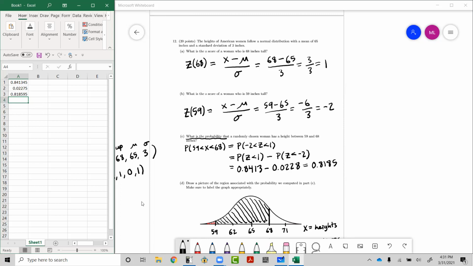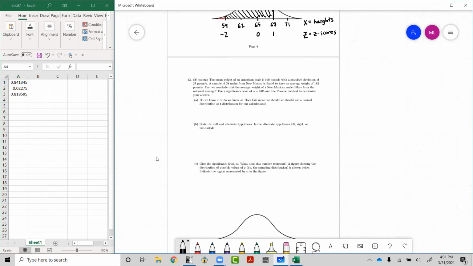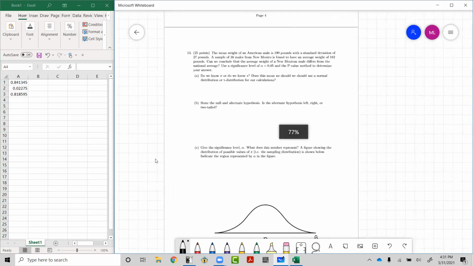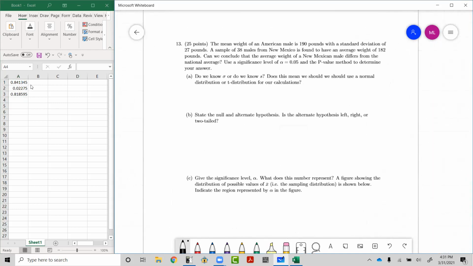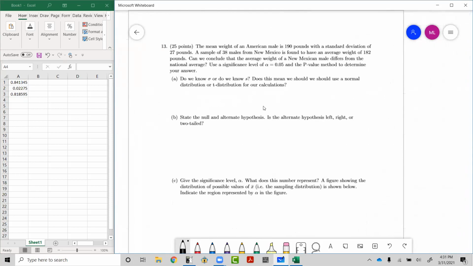So pick your poison: table, calculator, or Excel. And hopefully the spreadsheet works a little bit better this time. I did check normal distributions worked in Excel the last time I did it, so I'm hoping that they do in there. I know the Respondus Monitor spreadsheet is kind of funky.